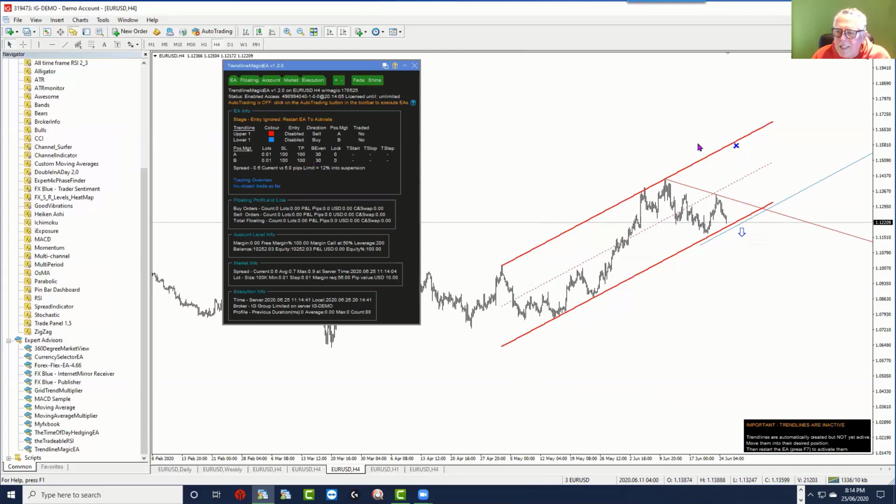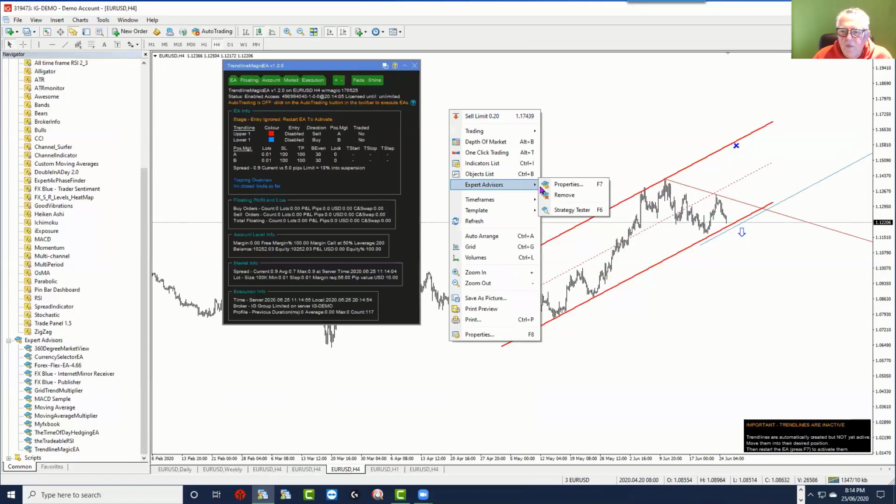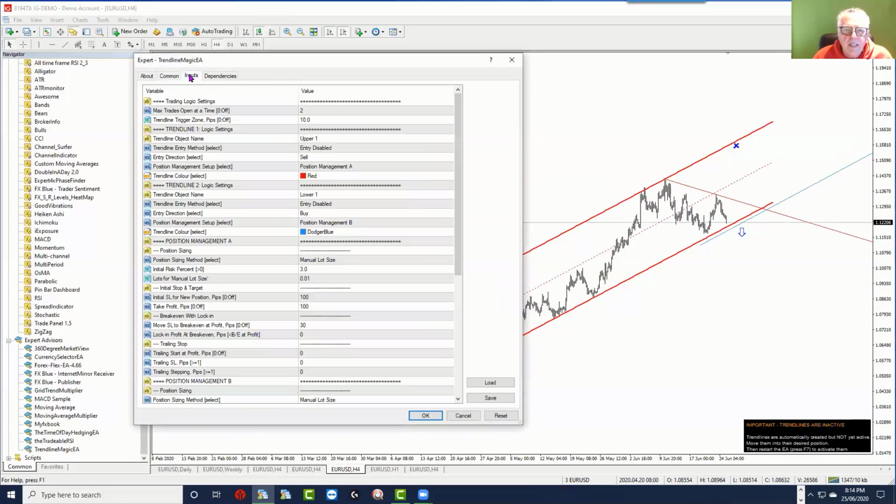What's nice is this is all-inclusive. You can put your target, your stop, your trailing stop, your break-even stop, everything for those two trend lines. So how we do that is we go back into the properties and we say, right, for the upper trend line over there, we want to buy, and I'll come back to the position management. So we want to buy, and we want to enable it.